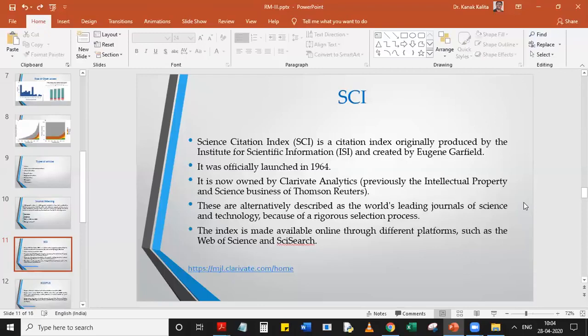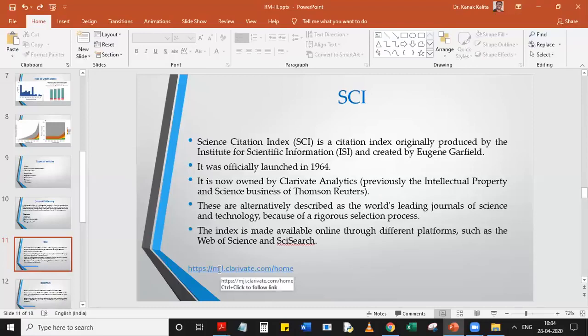These SCI journals are generally available to you on two different platforms. Again, platforms are like search engines or search databases. Clarivate Analytics owns two different platforms: one is the Web of Science platform, and the other is the SCI search platform. The SCI is available on both of these platforms. I have listed the website here. We'll see more about SCI in terms of the website and what other information we can gain by looking at the website about a journal. We'll see that in the next part of the video.